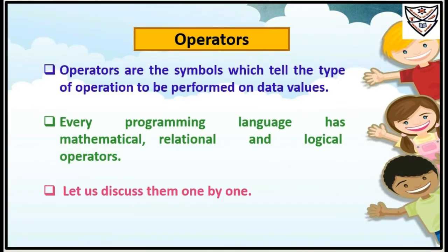Operators. Operators are the symbols which tell the type of operations to be performed on the data values. Every programming language has mathematical, relational and logical operators. Let us discuss one by one. First is the mathematical operator.